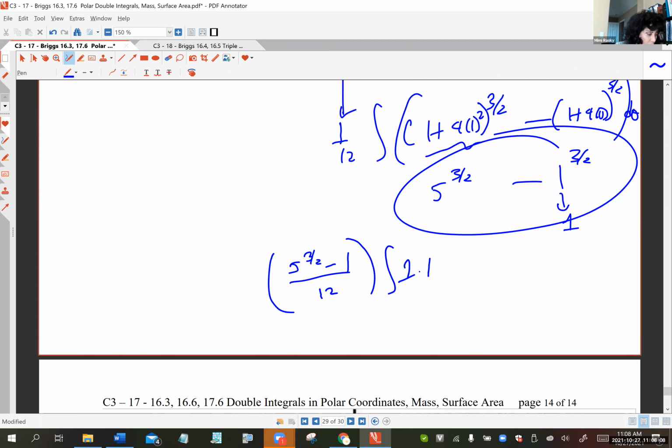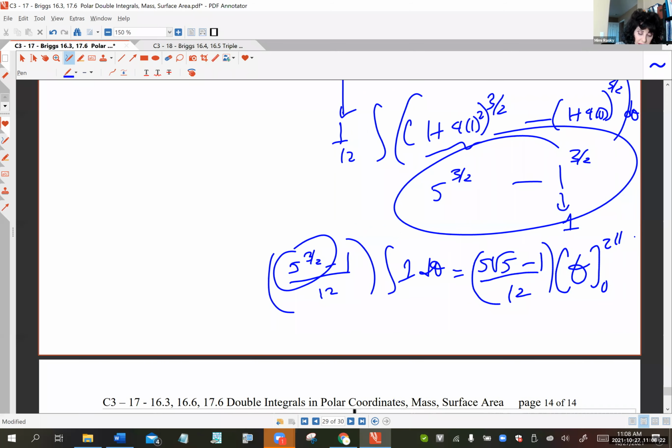And then integrate 1 with respect to theta. By the way, this 5 to the 3/2, if you want, you can simplify it to 5 square root of 5. That's okay, same thing. And you're going to evaluate theta between 0 and 2 pi. So your final answer, the exact answer, is this weird number. I'm going to reduce just a little bit because 2 divided by 12 is 1/6. It's going to be 5 square root of 5 minus 1 over 6, that whole mess times pi square units.